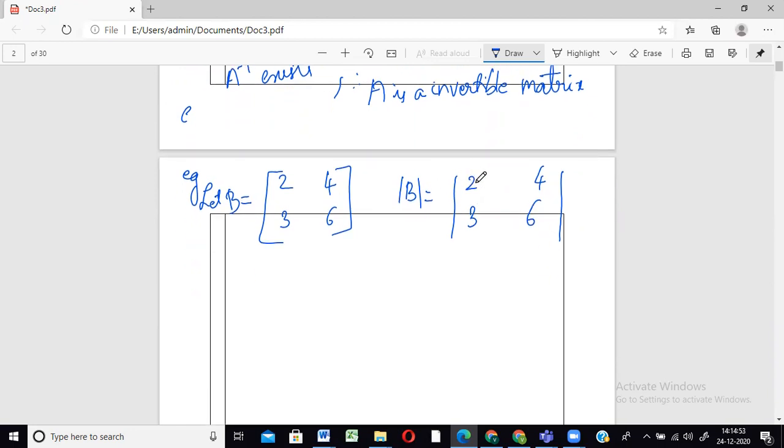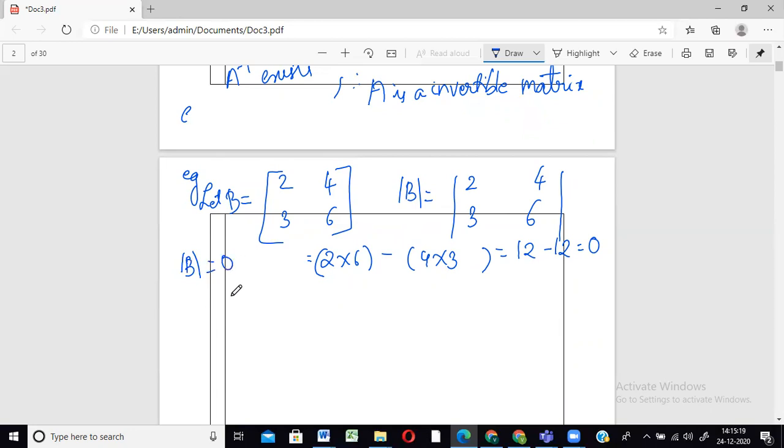Same procedure, this one into this one. That's nothing but 2 6s are. It's always better if you write brackets in between so that you don't miss. 2 6s are 12, always a minus sign in between, 4 3s are 12. This is equal to 0. So the determinant of B is equal to 0.